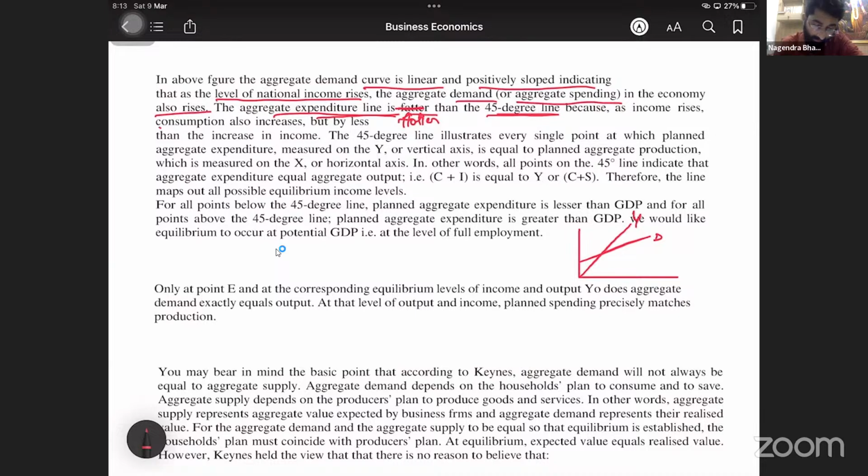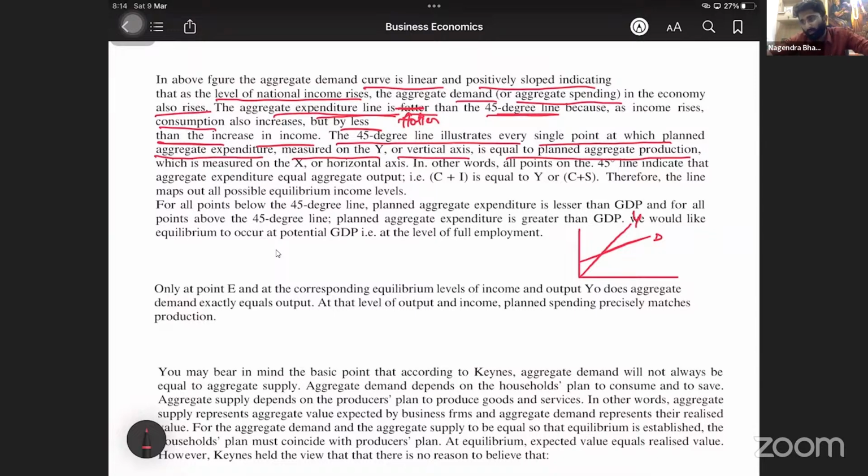Because as income rises, consumption also increases, but by less than the increase in income. The 45-degree line illustrates every single point at which planned aggregate expenditure, measured on the y-axis or vertical axis, is equal to the planned aggregate production. Every point on the 45-degree line is actually what? That is nothing but the equilibrium point.